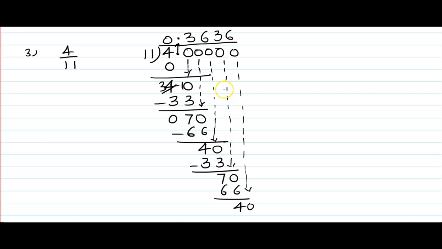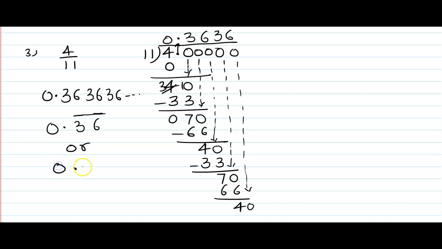So 40 again. Then 11 times 3 is 33 and then 6. So it will keep on repeating. So here the answer will be 0.36, 0.36 and 36 and so on. So we can write down here 0.3 and 6. 3 and 6, they both are repeating, so you can write down like this or just draw a line. Or if you don't want to write down like this, you can write down 0.3 dot and 6 dot. It means they both are repeating.